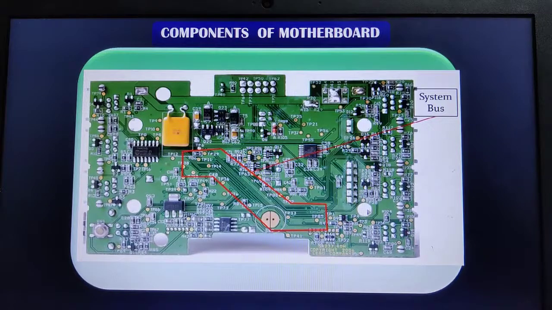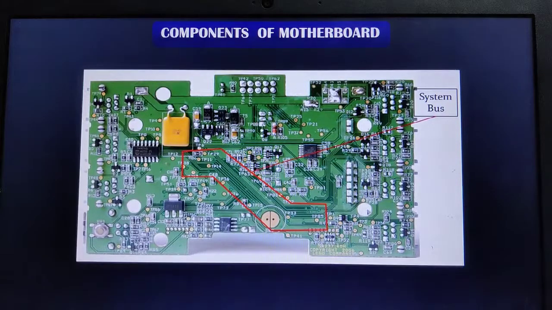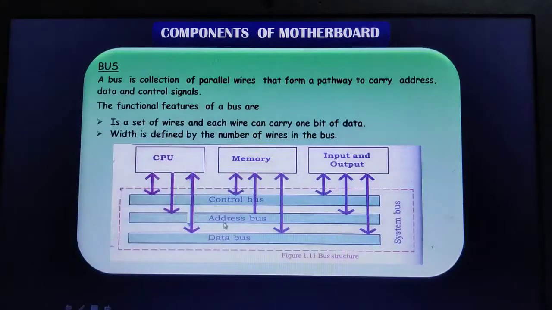So this completes the data bus. In our next video, we would like to discuss the address bus and the control bus, and we shall move to the next topic, memory.